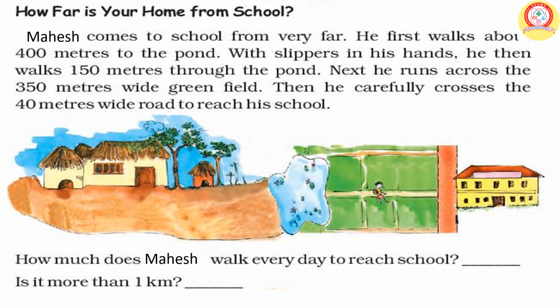Now let us add all the distance. 400 plus 150 plus 350 plus 40. We will get 940 meter. Okay children, so 940 meter Mahesh walks every day to reach school. Now the second question they are asking is, is it more than 1 kilometer? No, because 1 kilometer is equal to 1000 meter.